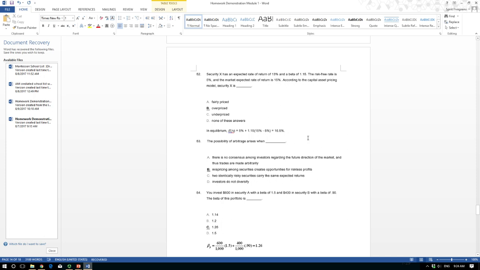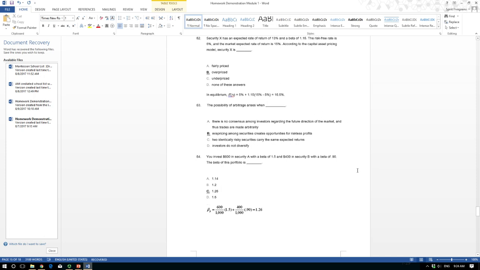Number 53. The possibility of arbitrage arises when the law of one price principle is violated. Right? So here you look at the similar statement. B is the best: mispricing among securities creates opportunities for risk-free profits. So B is the best answer.